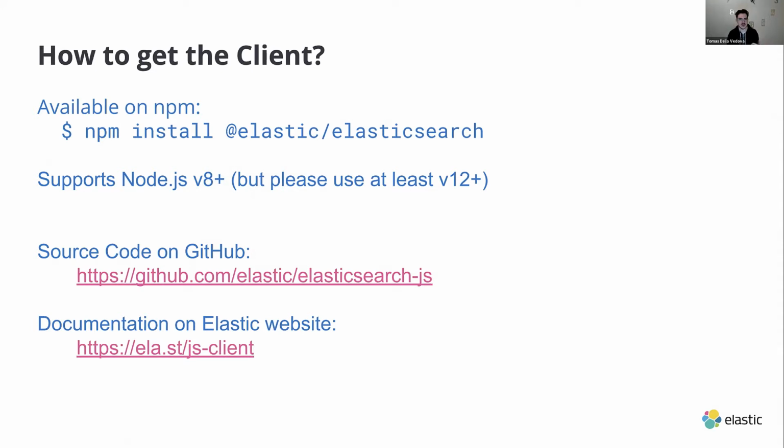If you search for Elasticsearch on NPM, you will find the two packages, @elastic/elasticsearch, and another one called just elasticsearch, which is the legacy client that we decided to deprecate in favor of this new one. We do support Node.js 8 and above, but please use at least Node.js 12, because in the next months we will deprecate the support for Node.js 8 and 10 as soon as 10 goes in EOL. You can find the source code on GitHub at elastic/elasticsearch-js, and the documentation on the Elastic website with ela.st/js-client.